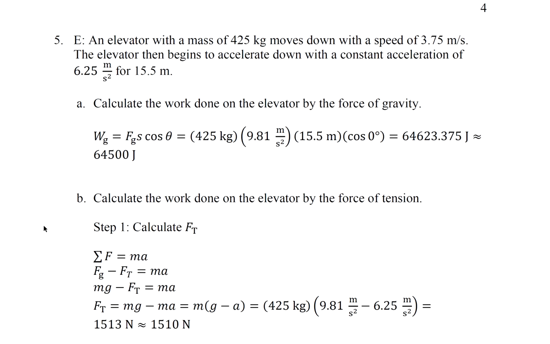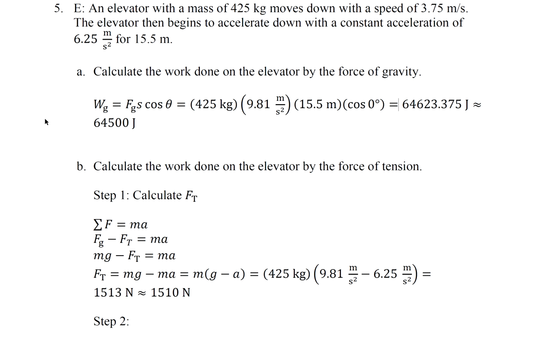Question 5. An elevator with a mass of 425 kilograms moves down with a speed of 3.75 meters per second. The elevator then begins to accelerate down with a constant acceleration of 6.25 meters per second squared for 15.5 meters. Part A, calculate the work done on the elevator by the force of gravity. So the elevator's displacement is down, the force of gravity points down, so they're both in the same direction, so theta is 0 degrees. So here we have mg s cosine theta.